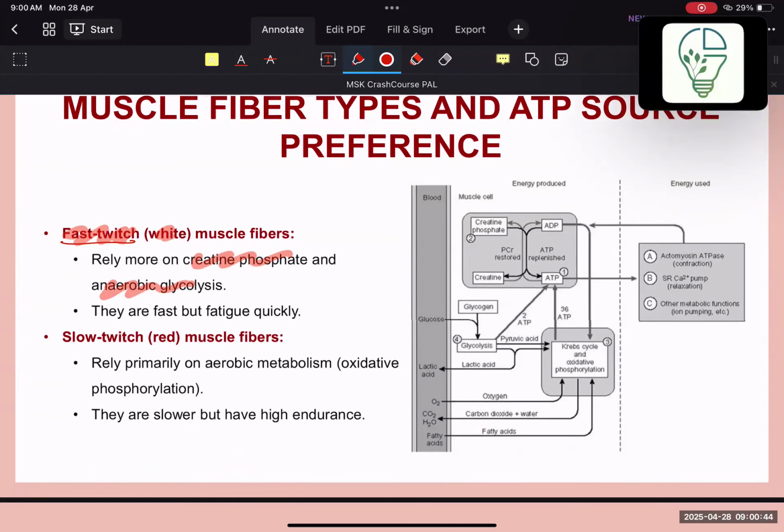Now, on the other hand, slow twitch muscles are muscles that you use throughout the day for long periods of time, like your posture, like the muscles that help you sit up straight. You're using that throughout the entire day. Imagine if these fatigued quickly. So these usually rely on aerobic metabolism because the contractions are slower, but your body has a high endurance to these. Your muscles need to have a high endurance to be able to perform their functions correctly.